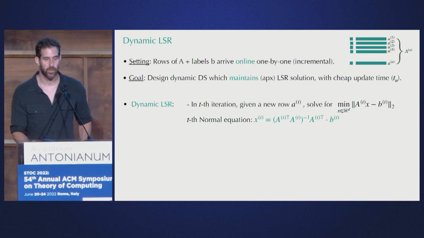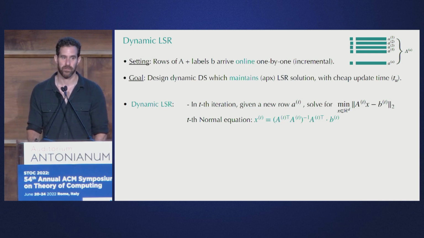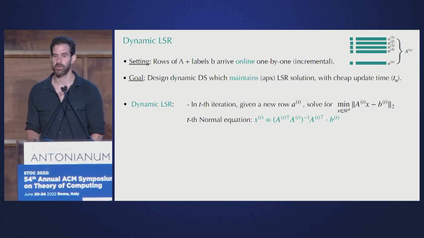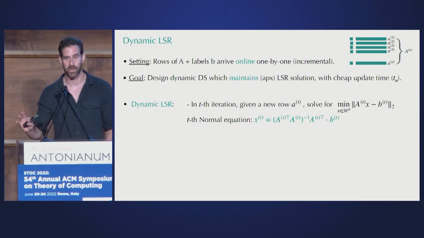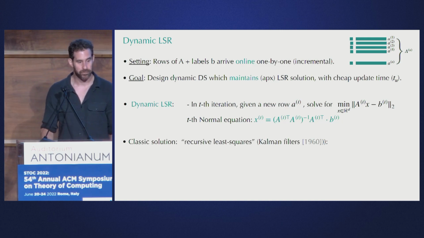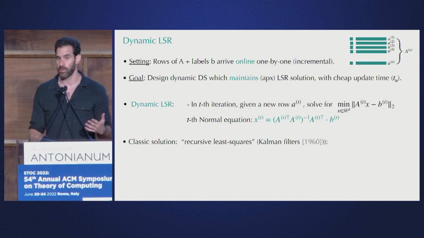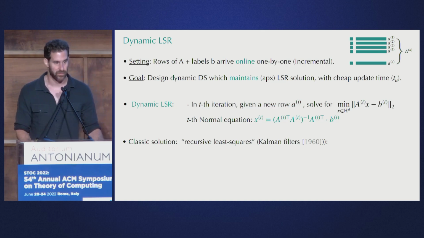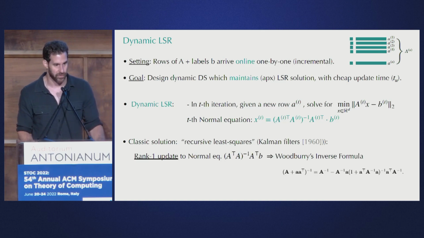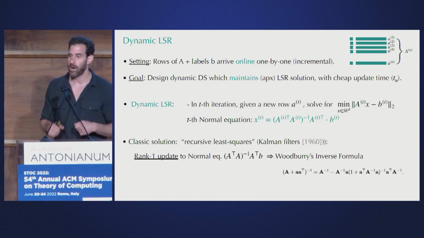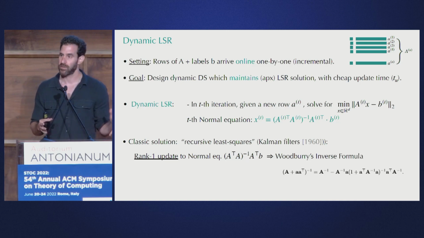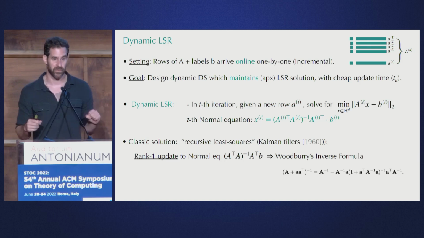So what's the naive way to do that? Suppose we maintain by induction the actual normal equation for the ith iteration. Once the new row arrives, the classic way to update this equation, which dates back to the 1960s of control theory and Kalman filters, is simply to apply Woodbury's formula. I hope most of you were in yesterday's talk by Jan, where he explained that a rank 1 update to a matrix translates into a rank 1 update to the inverse of the matrix, right?